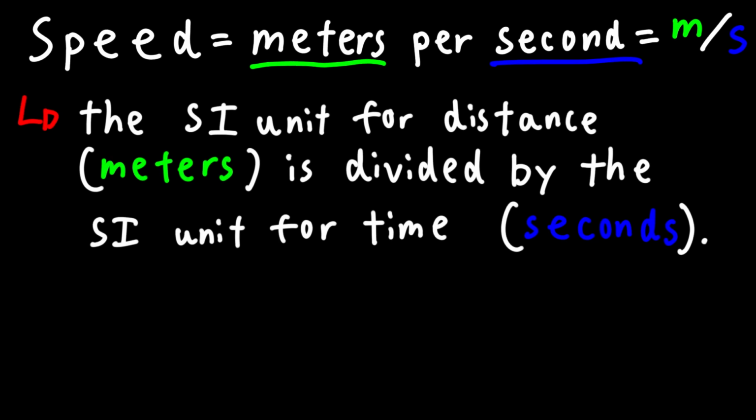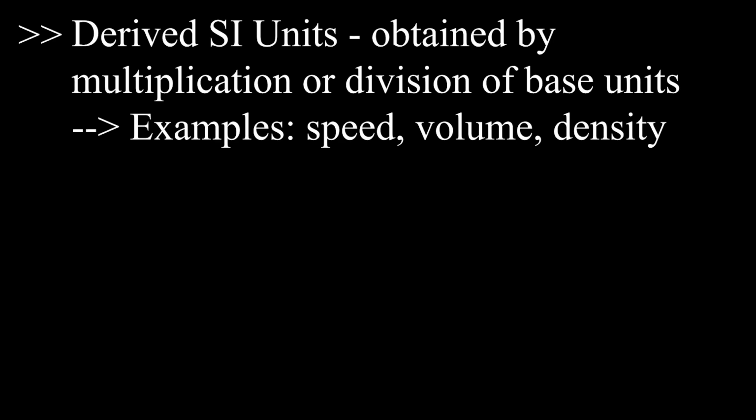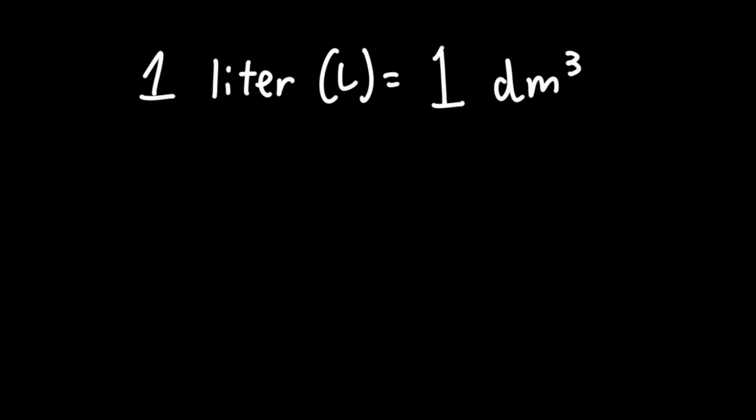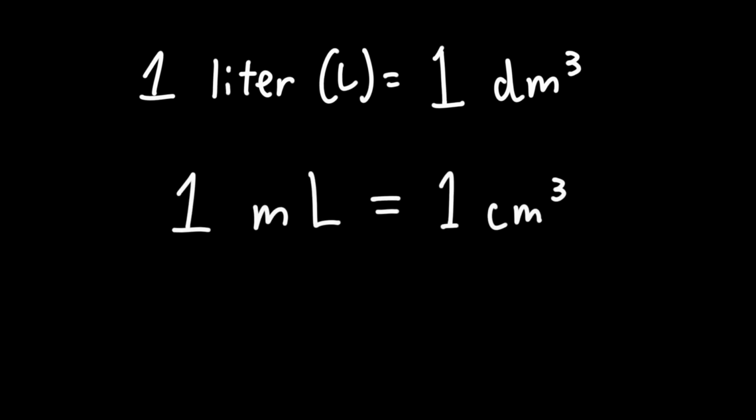The SI unit for distance is divided by the SI unit for time, so speed is a derived unit. Other derived units include volume and density. Let's discuss some basic volume conversions. 1 liter equals 1 cubic decimeter. 1 milliliter equals 1 cubic centimeter.